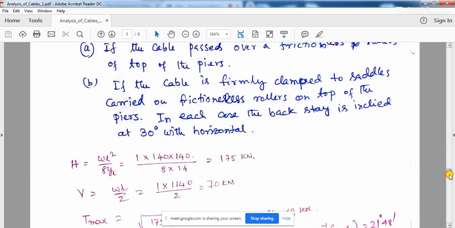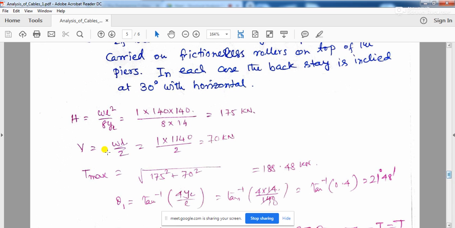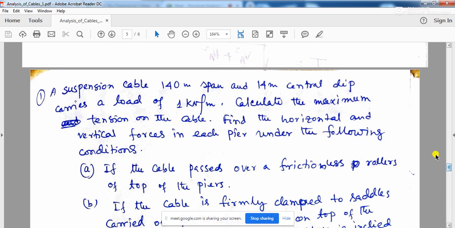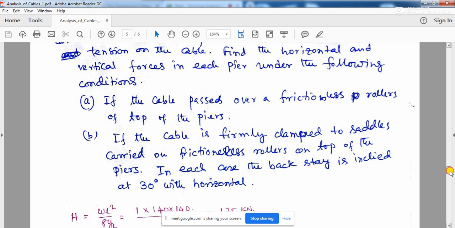So you see in the problem, you have just put the formula over here. H is nothing but WL squared by 8YC. Now what is W? W is the UDL which is acting on the cable, and the UDL value is given as 1 kilonewton per meter. The span of the cable is 140 meter. So L in this case is 140, and 14 meter is the central dip. That means 14 is the value of YC.